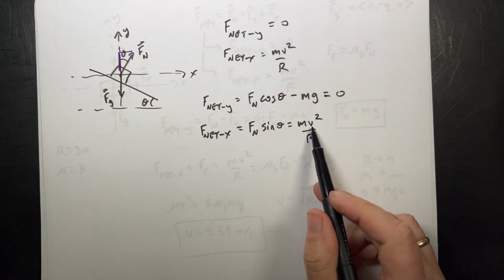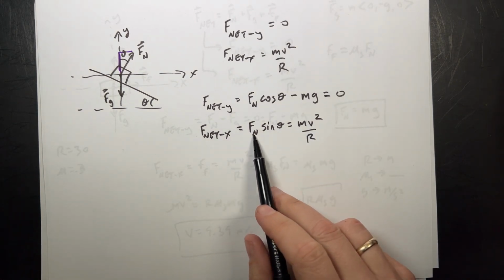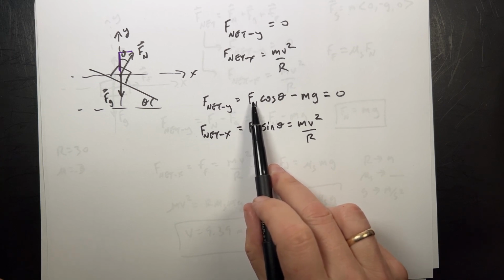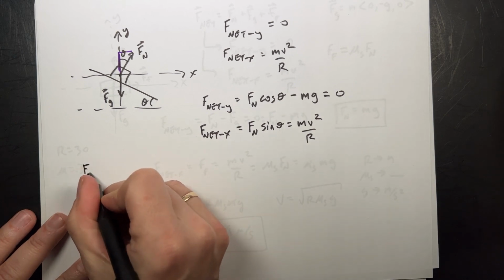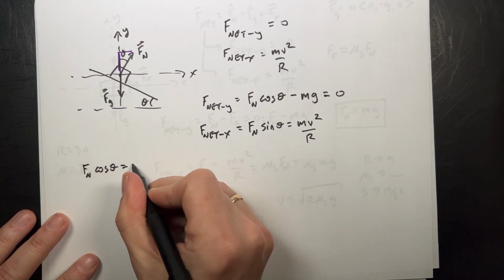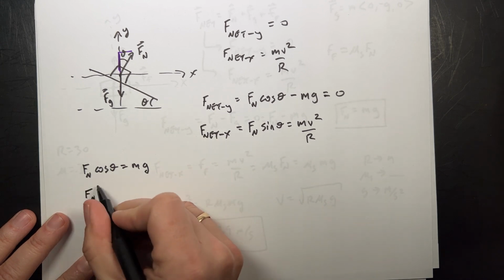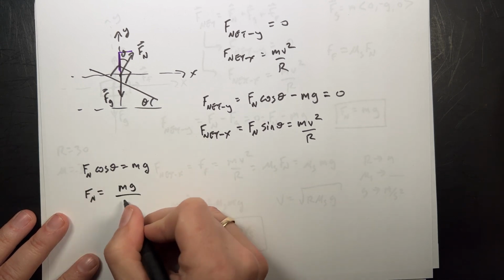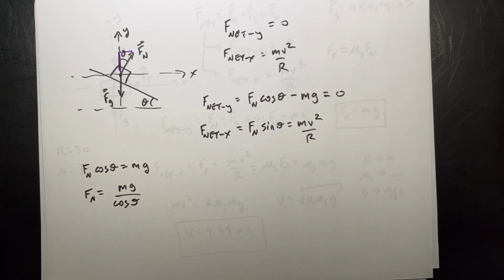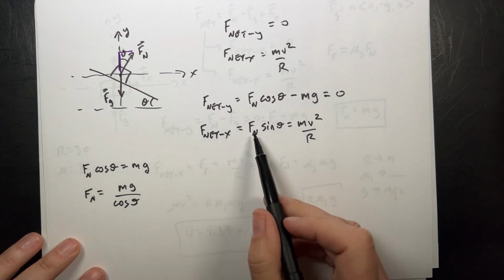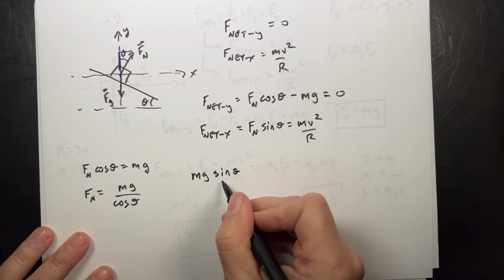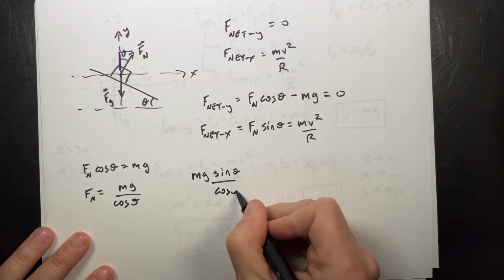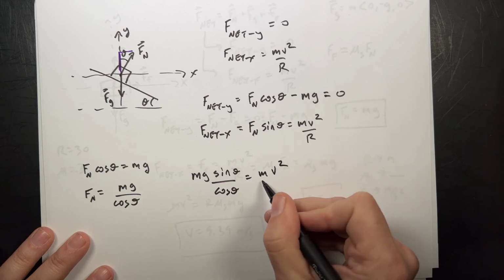Now, I want to solve for v. I know r, I know theta, but I don't know Fn. So we need to solve for Fn up here. If I add mg to both sides, I get Fn cosine theta equals mg. Fn is mg over cosine theta. Note that the normal force is not mg. I told you it wouldn't always be that way. I plug that in over here, and I get mg sine theta over cosine theta equals mv squared over r.